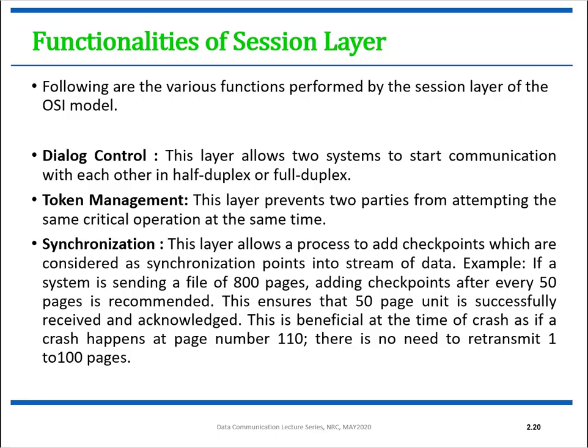What is dialog control? Dialog control means before sending the data, two stations can communicate with each other about how data will be transferred, either simplex, half duplex, or full duplex. Based on this communication, data is transferred. Then synchronization. Synchronization means it allows a process to add checkpoints, which are considered synchronization points, into the stream of data. For example, if a system is sending a file of 800 pages, adding a checkpoint every 50 pages is recommended to ensure that each 50-page unit is successfully received and acknowledged.